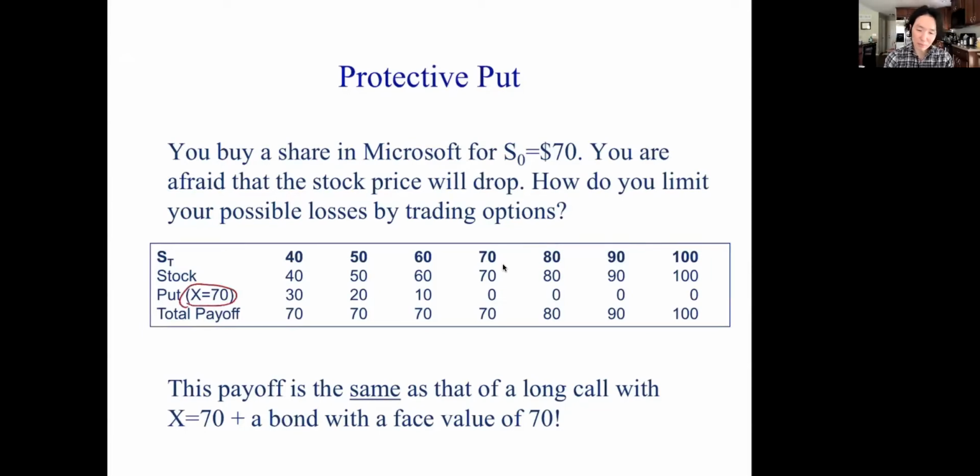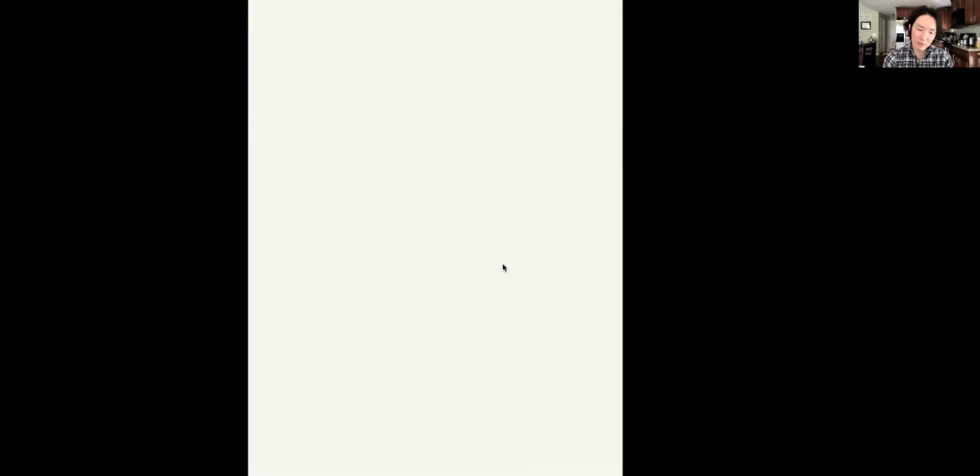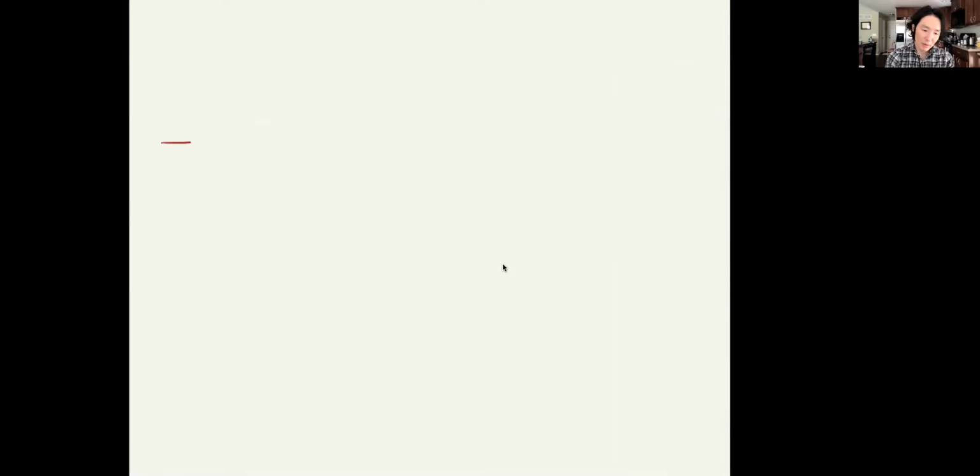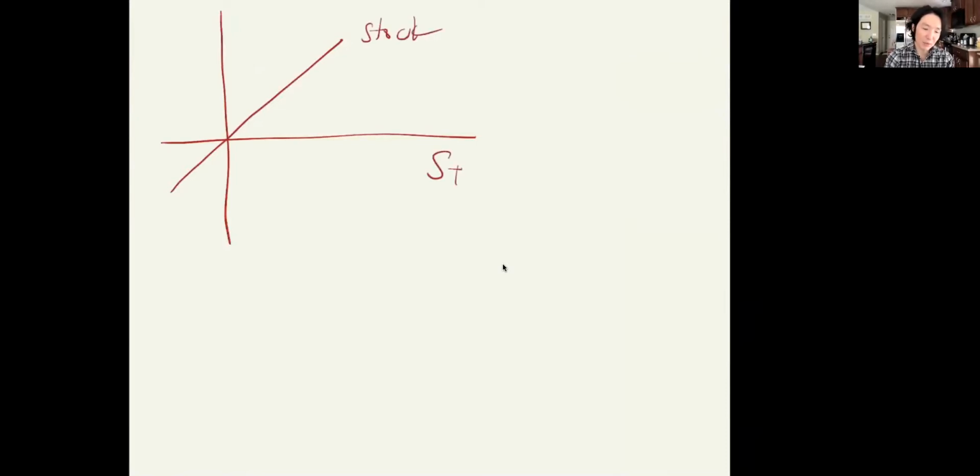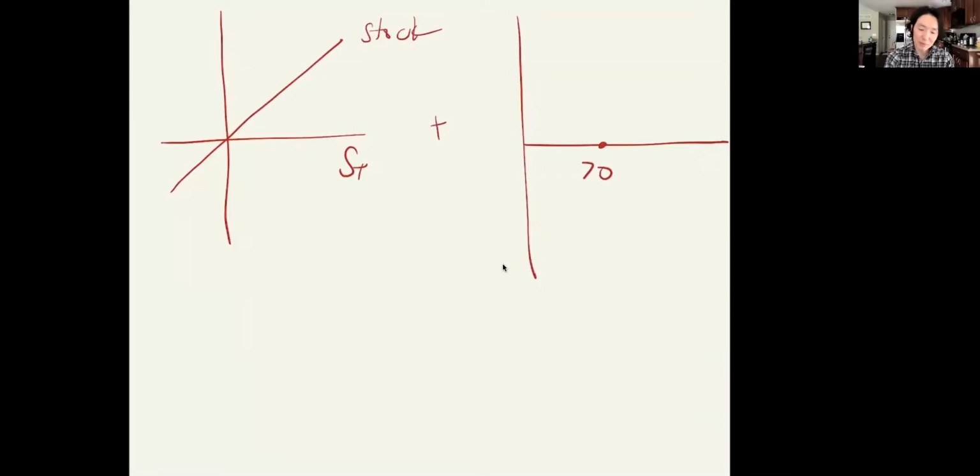So what do you get? You have an underlying stock. This is the payoff of a stock, and this is the stock price. Let me redraw it. And you protect your position by purchasing an option with a strike price of 70. So this is a long put position. Now, if you sum the two, in a graphical way, then what do you get? You get the following, right?